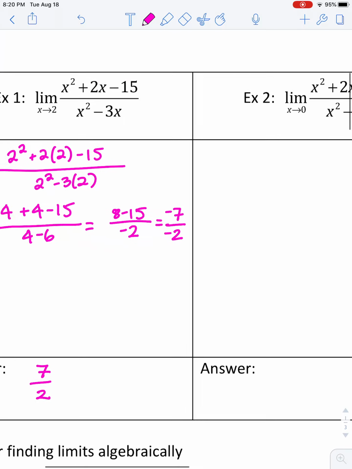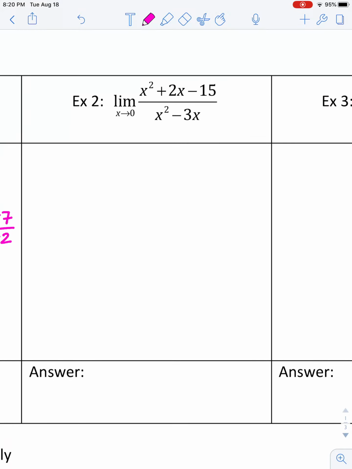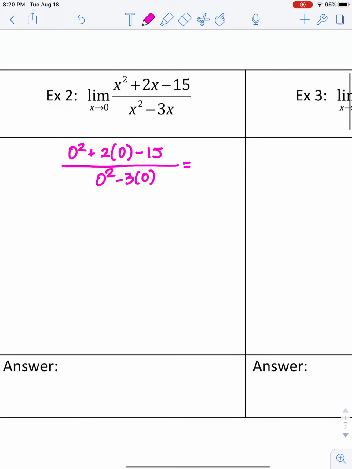Okay, let's see what happens in these other cases. Let's take this limit here. I'm going to plug in 0, just like the previous example. And I'm going to do a little analysis here and see what these numbers show me. So I've got basically negative 15 on top is all that's left. And then I'm dividing by 0 here on the bottom. Now this expression in and of itself does not exist.